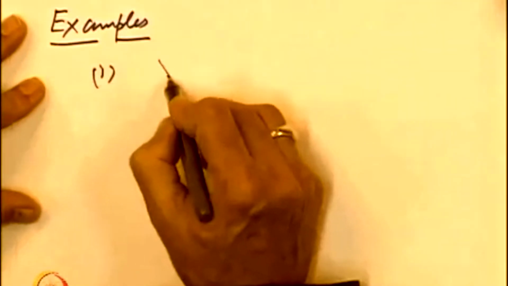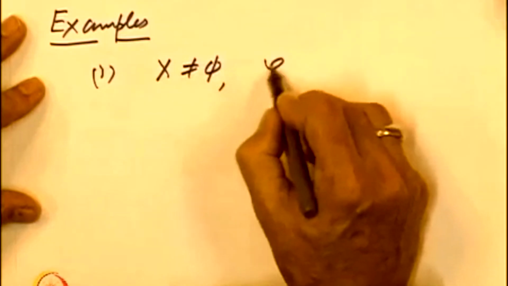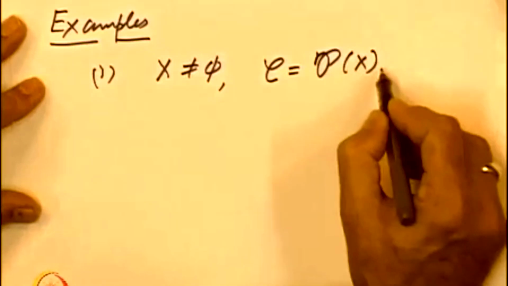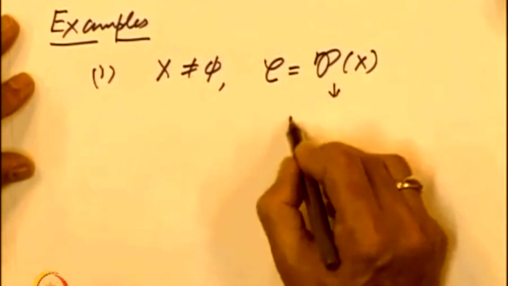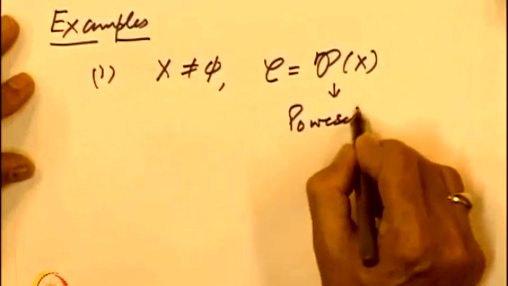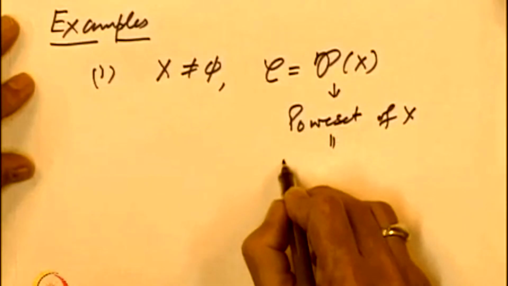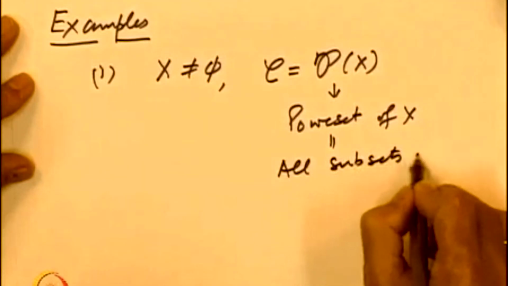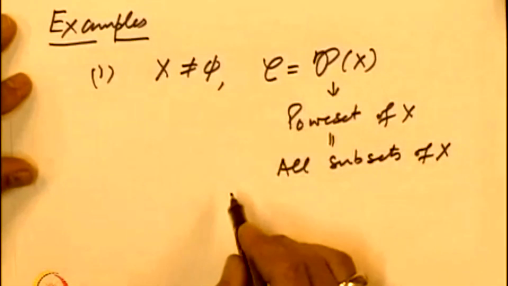So let us take X, any non-empty set. Let us take the collection C to be equal to all subsets of X. So P of X, what is P of X? That is the power set of X. Normally this is called the power set of X, which is the same as all subsets of X. So C is the collection of all subsets of X.